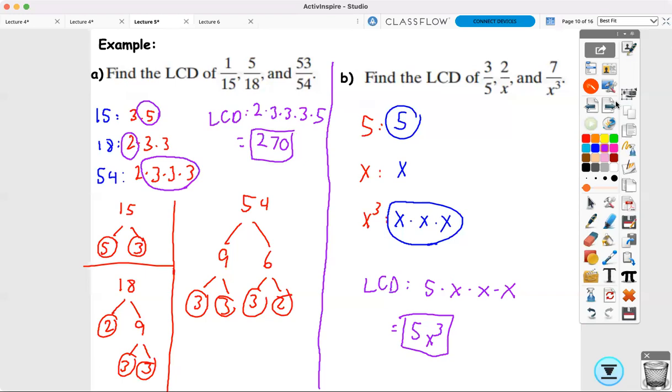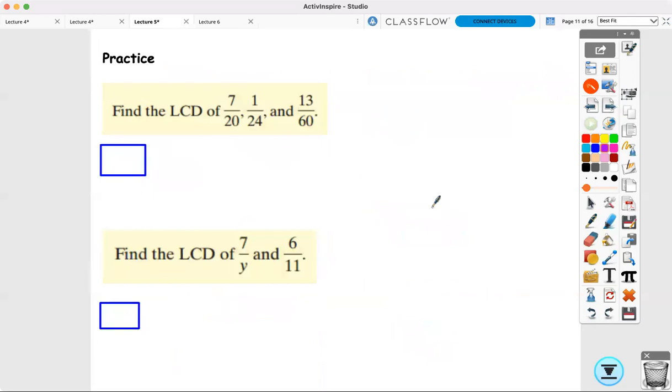All right, here's your last practice problem for today's lesson. I'm going to give you about 4 minutes to start with, 4 minutes. Good luck.